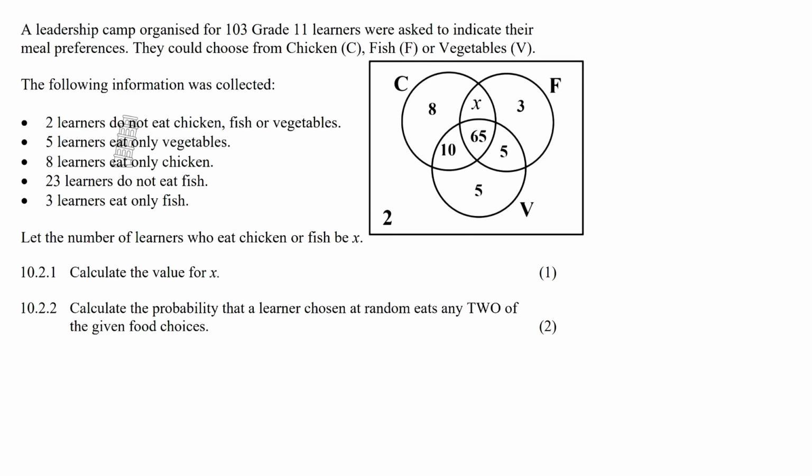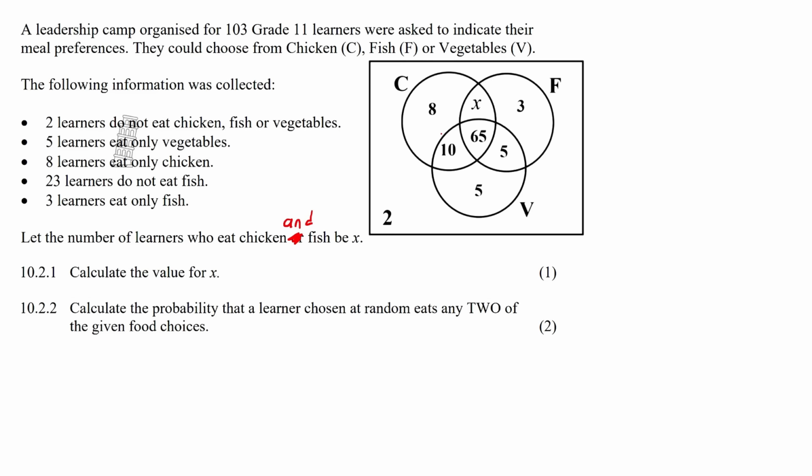Okay, so let the number of learners who eat chicken or fish be x. Okay, chicken or fish. That's not actually chicken or fish, by the way. That is chicken and fish. Caught you out, whoever set that exam. Okay, so calculate the value for x.